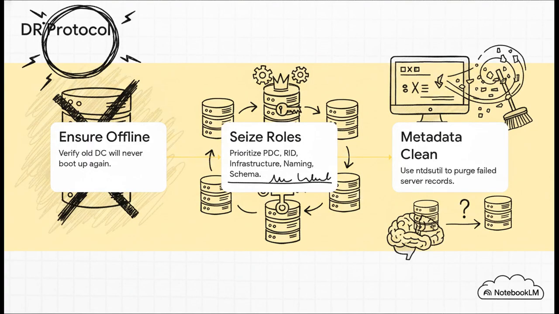Let's pivot to disaster recovery. If you're backed into a corner and have to seize roles, you must follow this exact protocol step by step. First, guarantee the old DC will never ever boot up again. Second, seize the roles, but prioritize the PDC emulator and RID master first, since they directly impact authentication and object creation. And step 4 is the most critical. You absolutely must use NTDSUTIL to run a metadata cleanup to purge the failed server's records. If you don't do this and someone restores that old server from a snapshot, you're going to trigger a split-brain scenario that can literally destroy your forest and completely wreck your weekend.